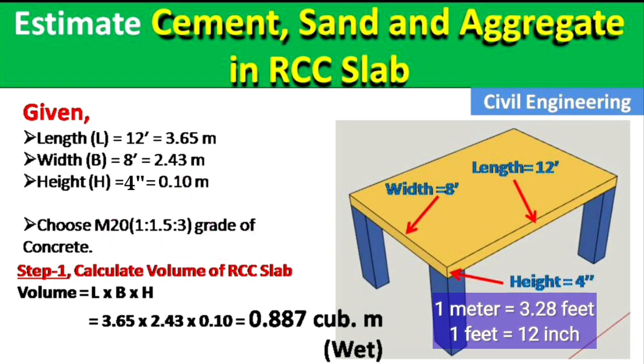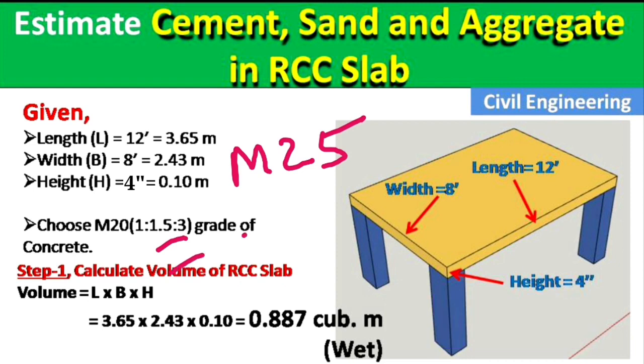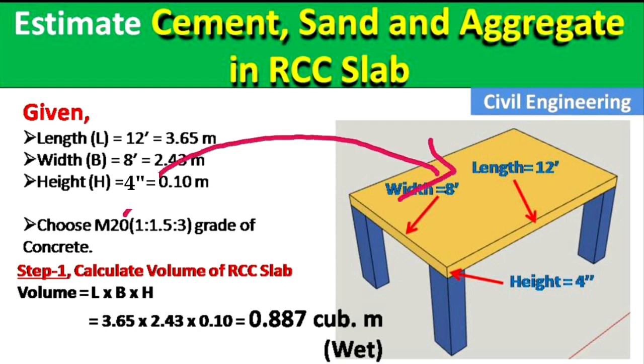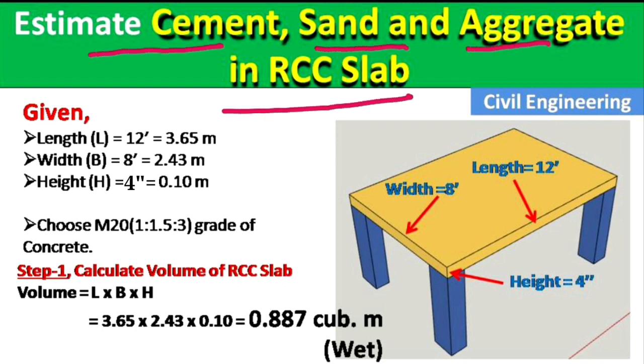Okay, if you take the M25 grade of concrete, then we have to take 1 is to 1 is to 2 as the ratio of cement, sand and aggregate. Okay, so the mix ratio depends on the grade of concrete. So I am taking here the example of M20 grade of concrete for this slab. Now we will estimate the cement, sand and aggregate in the RCC slab step by step.